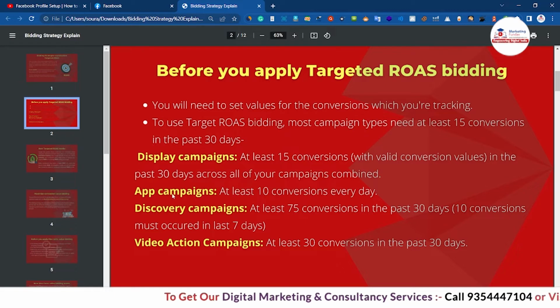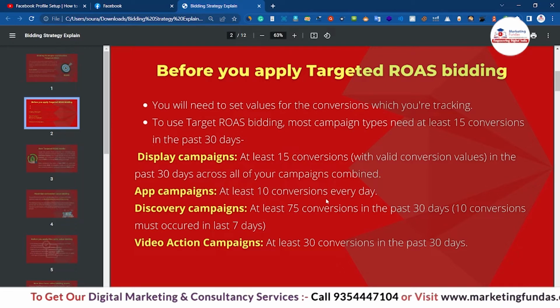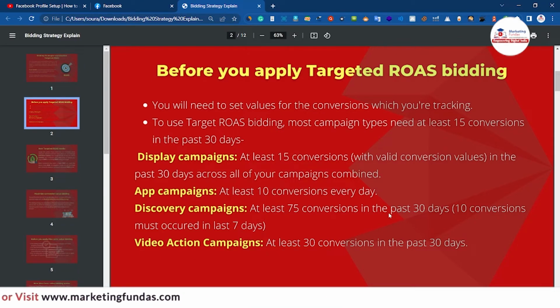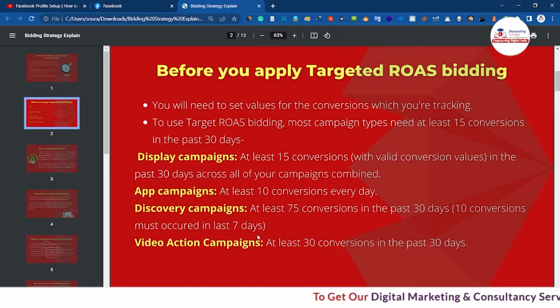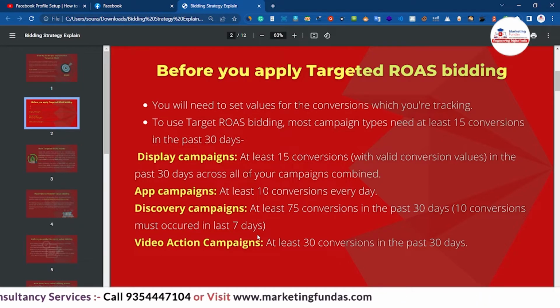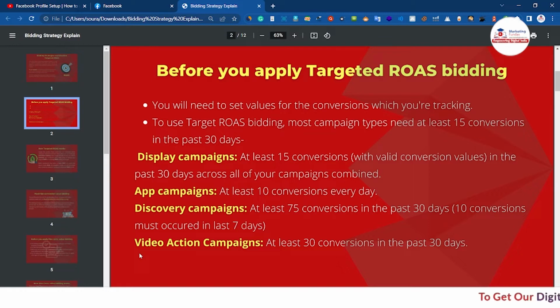Then, if we talk about app install campaigns, at least 10 conversions every day. In discovery campaigns, at least 75 conversions in the past 30 days. Also, you need to note that 10 conversions must occur in the last 7 days, which means 75 conversions in the last 30 days, and 10 of those 75 conversions should be in the last 7 days. And in video action campaigns, at least 30 conversions in the last 30 days.